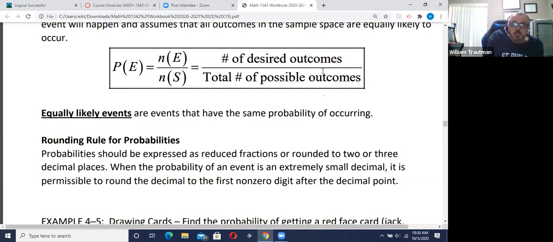Now, the rounding rule, we need to look at that. Probability should be expressed as a reduced fraction, or rounded to 2 or 3 decimal places, and they normally tell you what to round it to. When a probability is extremely small, you can round it to more decimal places than 2 or 3. But that's just every now and then you'll see that, and we'll actually have a couple of answers like that. They usually tell you how many decimal places to round an answer to.